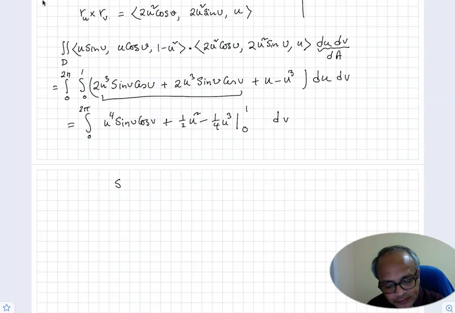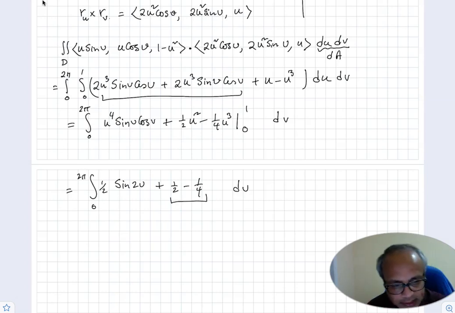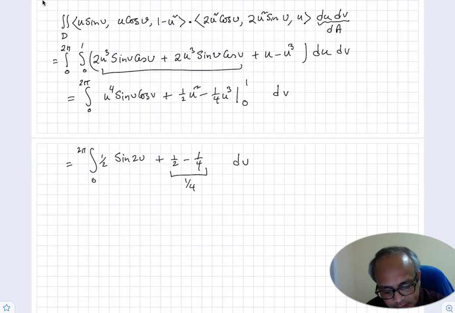So if you put the limit, you get sine v cos v here. Maybe I can put a half, so then it will be 2 sine v cos v, so sine 2v, and u to the power 4, you put u equal to 1, plus half u squared, half minus 1/4. So everything integrated from 0 to 2 pi with respect to dv. So this half minus 1/4 will be just 1/4.